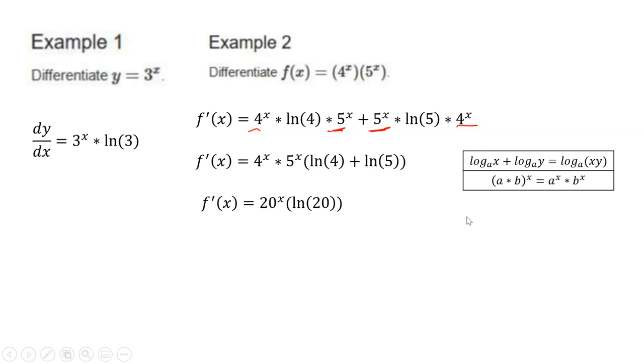But I want you to notice something else. Just as I could write 4 to the x times 5 to the x as being 20 to the power of x, I could have written this original question as 20 to the power of x up here. And if that was the case, then my answer for taking the dy dx of that would be exactly the same as this thing right here. It would be 20 to the power of x times the base e log of 20. So this answer that I'm getting is consistent with just simply differentiating this piece up here. Okay, hopefully that makes sense.